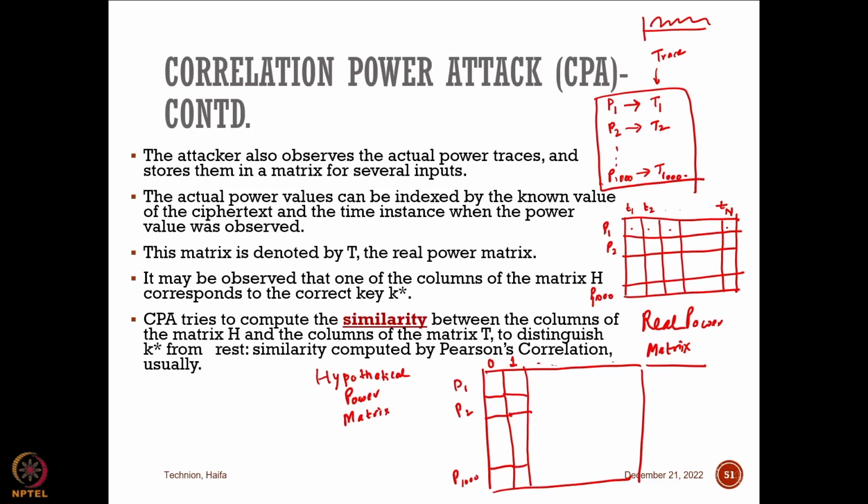I continue to do this for all the possible 255 guesses. So I get essentially a matrix of this nature. Okay? So the number of rows here is 1000 and the number of columns here is 256. So it's a 1000 cross 256 matrix. Likewise, if you see this real power matrix, it's a matrix of dimension 1000 cross n.